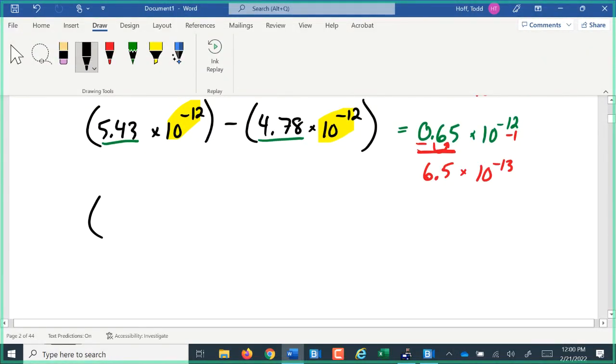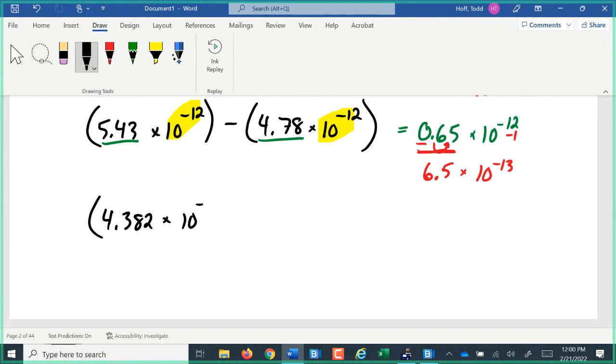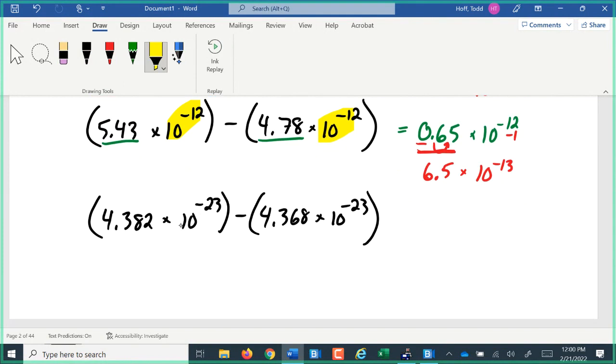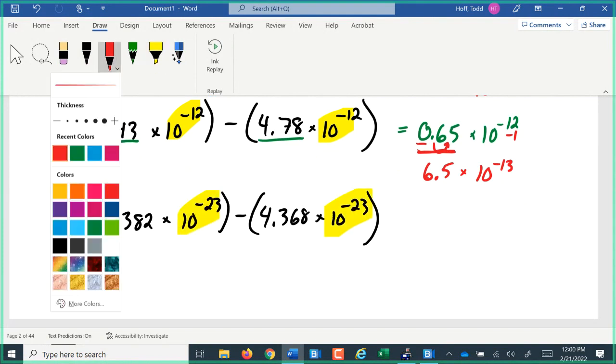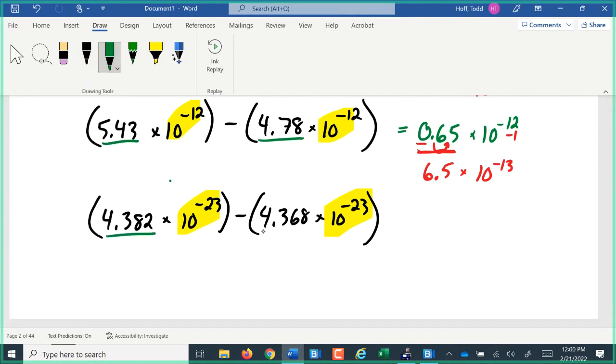We might have 4.382 times 10 to the negative 23rd minus 4.38 times 10 to the negative 23rd. Here again, we have the same power of 10, 10 to the negative 23rd. So we can go ahead and combine our counts. 4.382 minus 4.368 is 0.014. And we keep our same name, 10 to the negative 23rd.